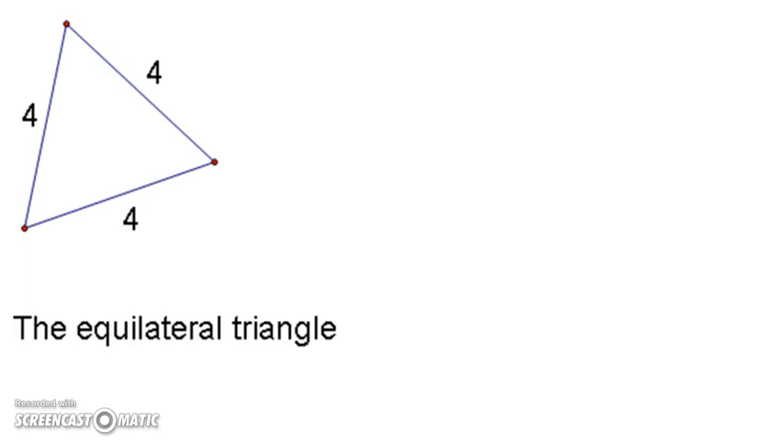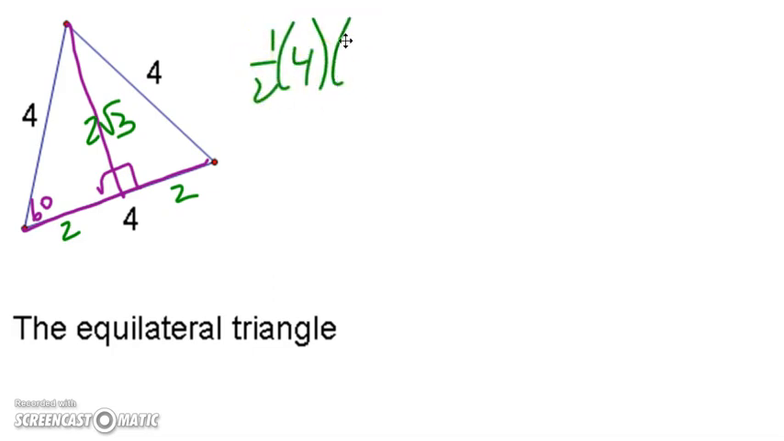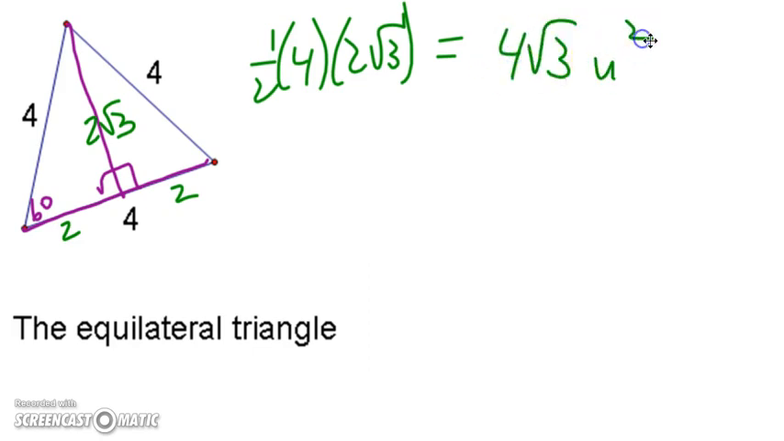An equilateral triangle is another triangle that we could find the area of. And in this case, it doesn't matter where we take the base. It's all the same. So the base here is 4. We draw in the height. We know that we are going to have a 30, 60, 90 triangle because it's an equilateral triangle. This is going to divide up into 2 and 2, leaving us with a height using the 30, 60, 90 rule of 2√3. So 1/2 of our base of 4 and the height of 2√3 gives us the area of the triangle as 4√3 units squared.